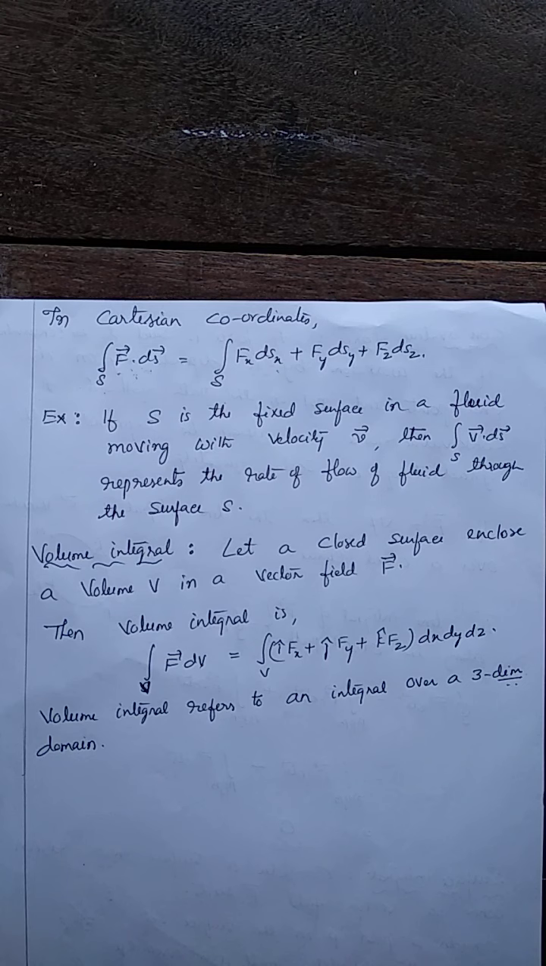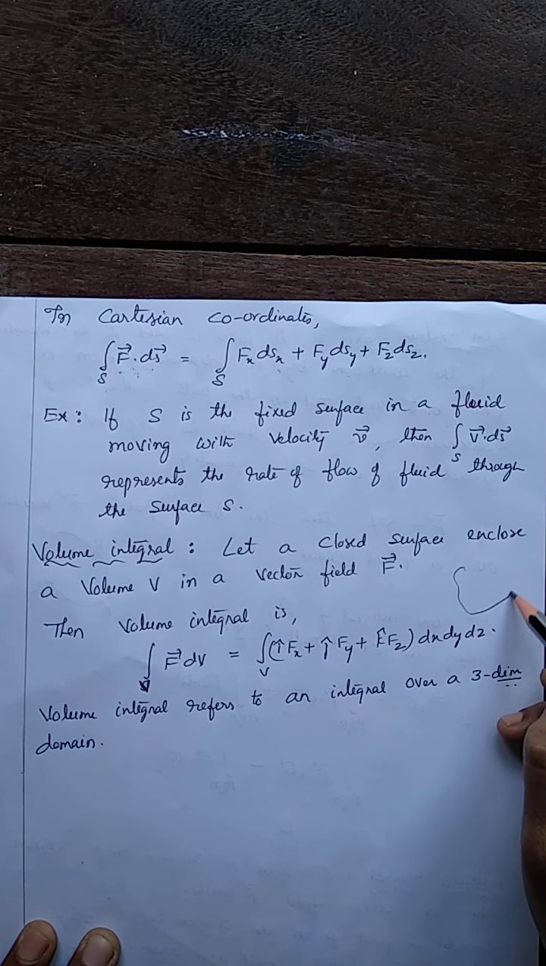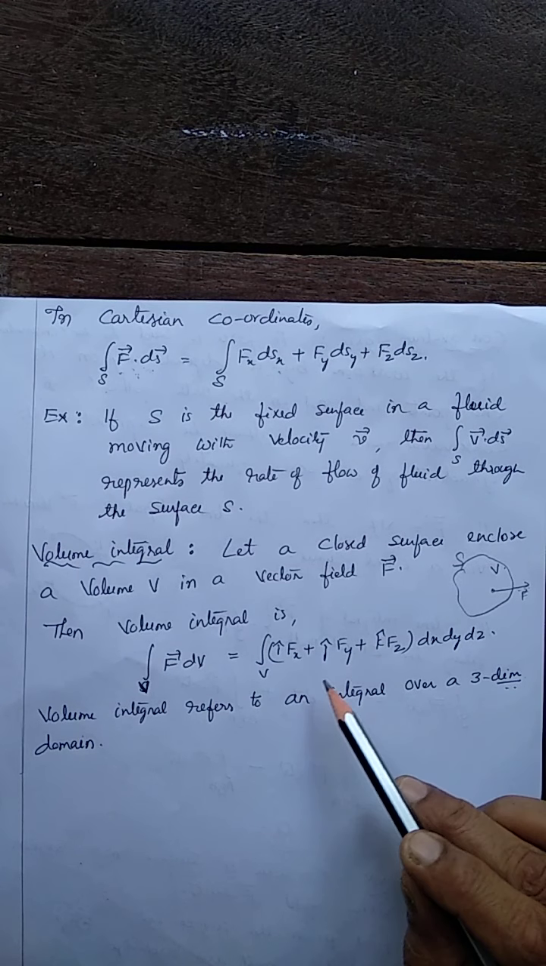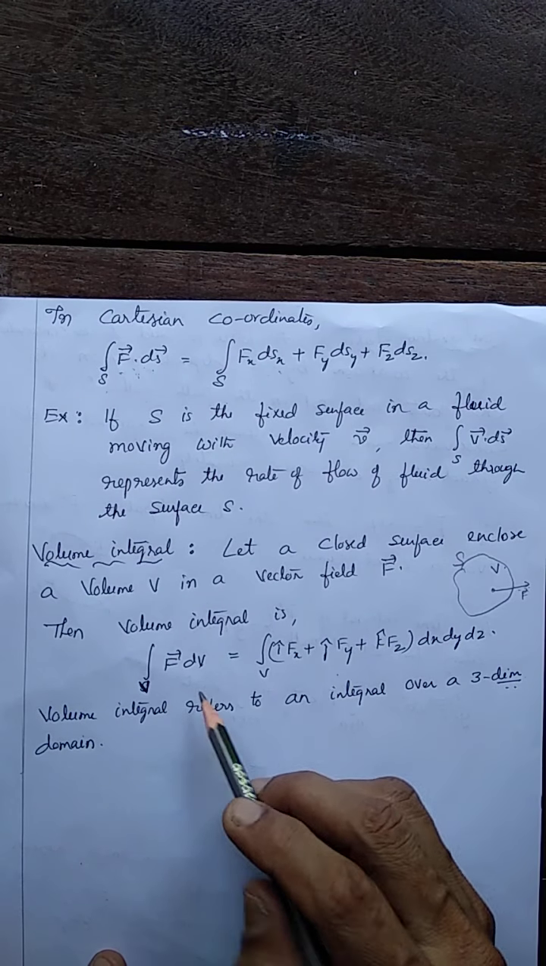The third integral is the volume integral. This volume integral is again taken over a closed surface. It is nothing but the integral taken over the entire volume. Suppose we have a closed surface S enclosing a volume V in a vector field, say F. Then the volume integral is given by this: integration of F dV.